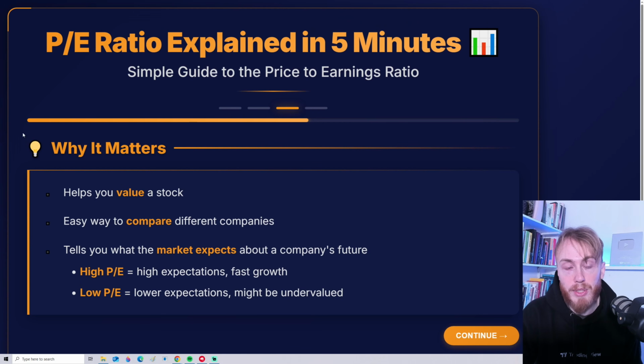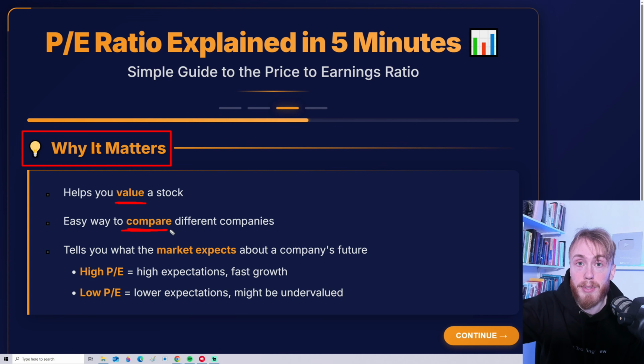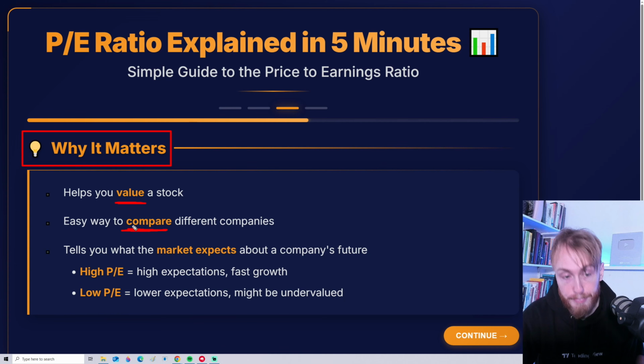But right, so now then, why is the PE ratio important? Well, the PE ratio is a good metric that helps you value a stock. And it's also an easy way to compare different companies with each other. So perhaps if you list up 10 different stocks, the PE ratio can give you a quick overview of how expensive these stocks are compared to each other.